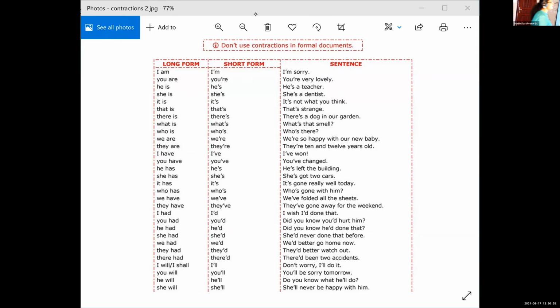Okay. Yes, Michelle, read the first two sentences. The short form and long form or the sentence? Only the sentence. I'm sorry. You're very lovely. Very good. Okay, good. Sian, next two sentences, so that everyone will be able to read. He's a teacher. She's a dentist. Perfect. Nivedita, next. It's not what you think. That's strange. Perfect.